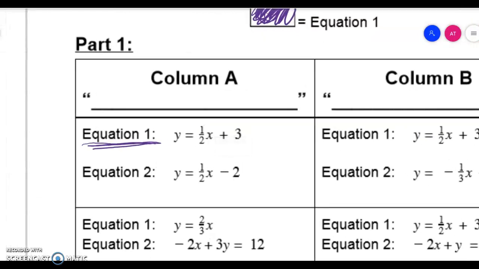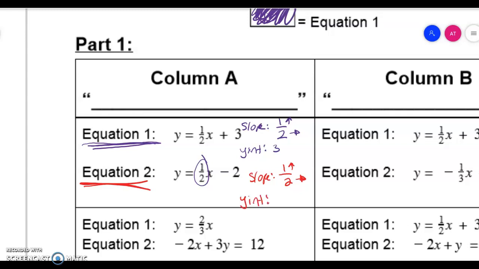What I'm going to do here, and you don't have to, I need to remind myself that the slope is 1/2, so that means I'm going to go up 1 and over 2. And the y-intercept is going to be 3. Remember, b is my y-intercept, and my slope is always attached to x. For my second equation, I just like to know what the slope of each of these is, that way I can see if they're going to intersect or not. My slope for the second one is 1/2, and my y-intercept is -2.